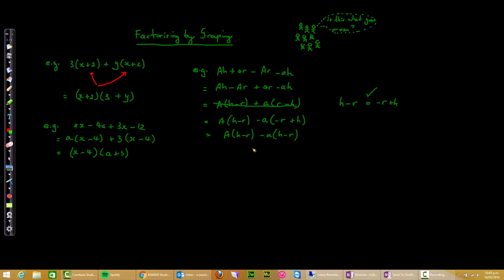Now, you might be able to get to this stage a little quicker without putting in all those steps I put in, but h minus r is now a common factor, and capital A minus small a would go inside the second bracket. Okay, so there are some examples of what we call factorising by grouping, and we'll do some further questions on that in class, so we'll catch you there.